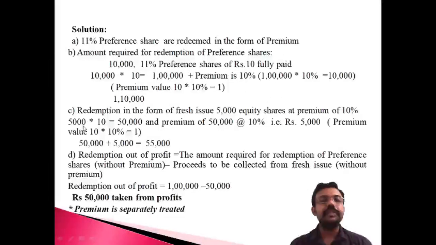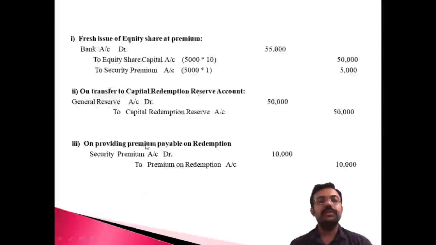Already we calculated 5,000 into 10, 50,000. The premium is 10%. That means 10 into 10%, 1 rupee is the premium. So 1 into 5,000 is 5,000 also. So here the bank account debtor to equity share capital account, to security premium. The 50,000 is from the face value point of view and 1 rupee is the premium point of view. The total amount is 55,000.